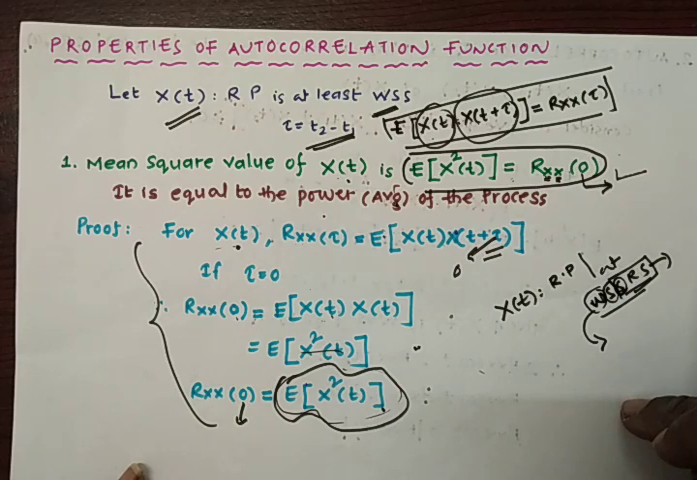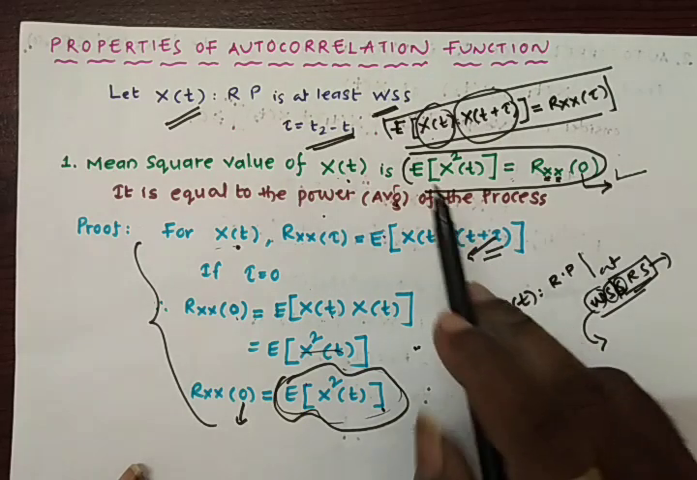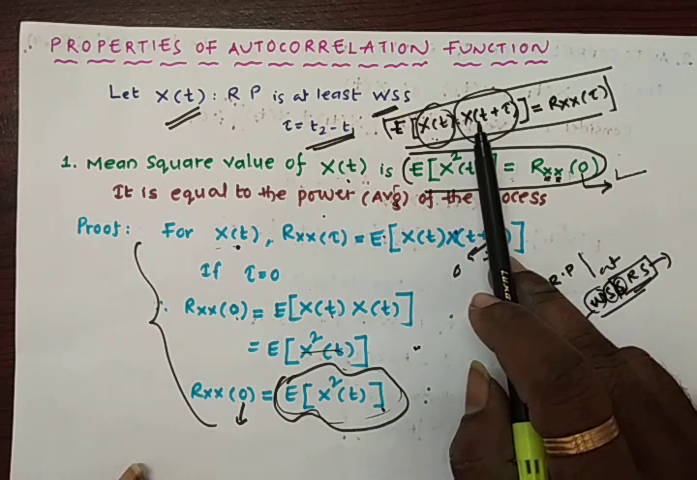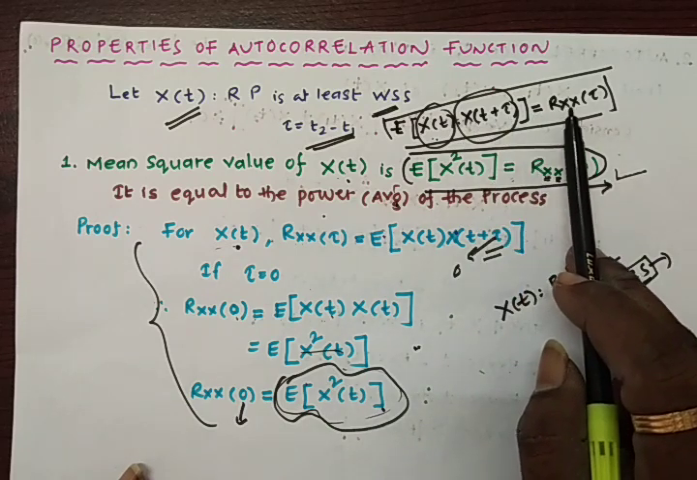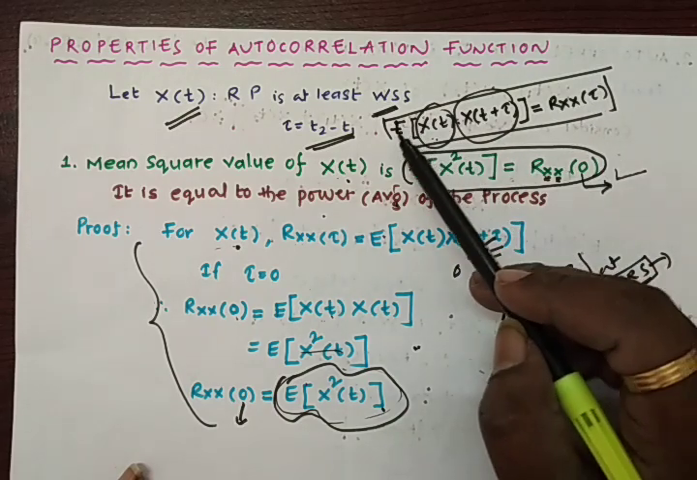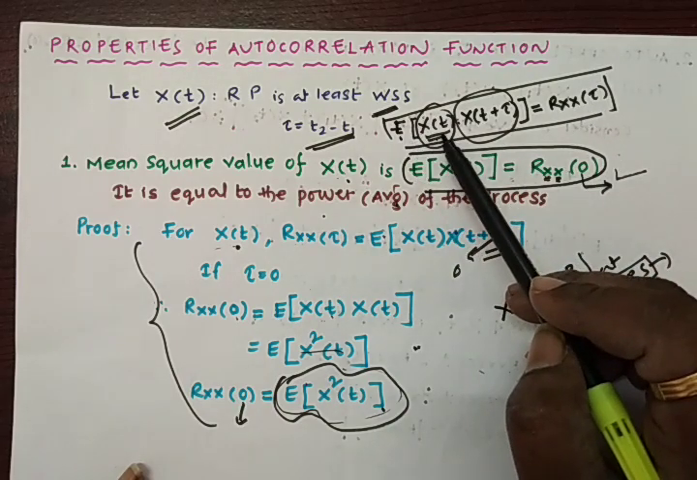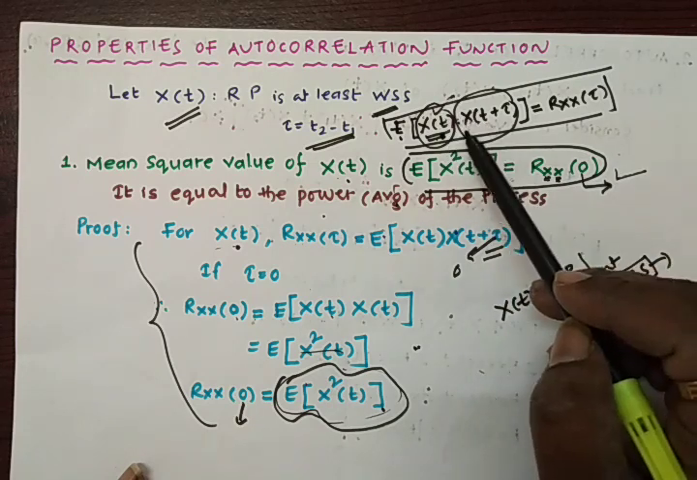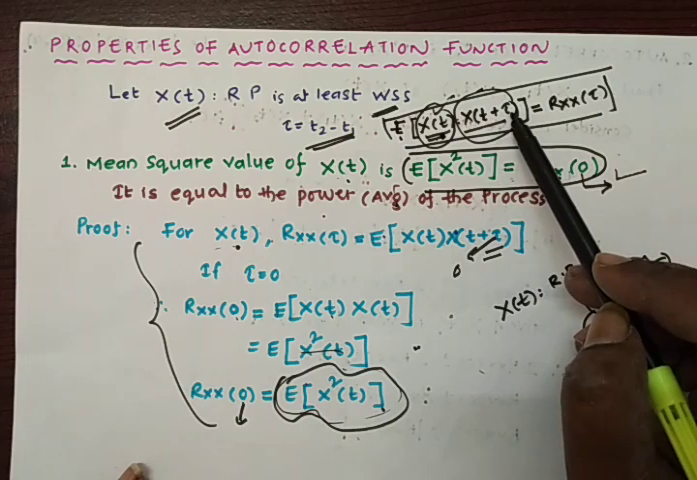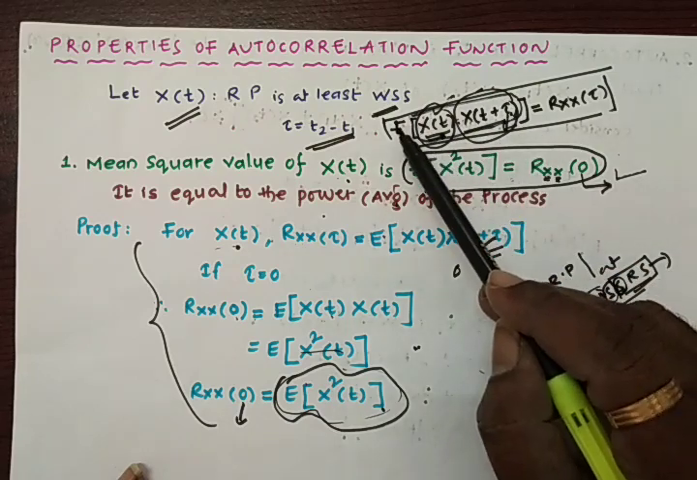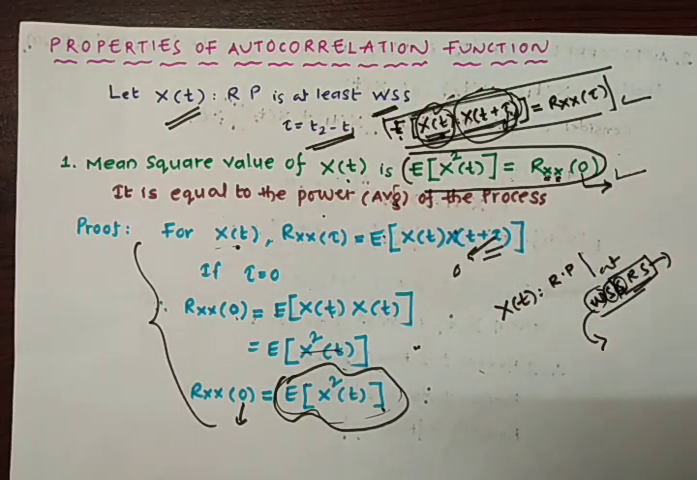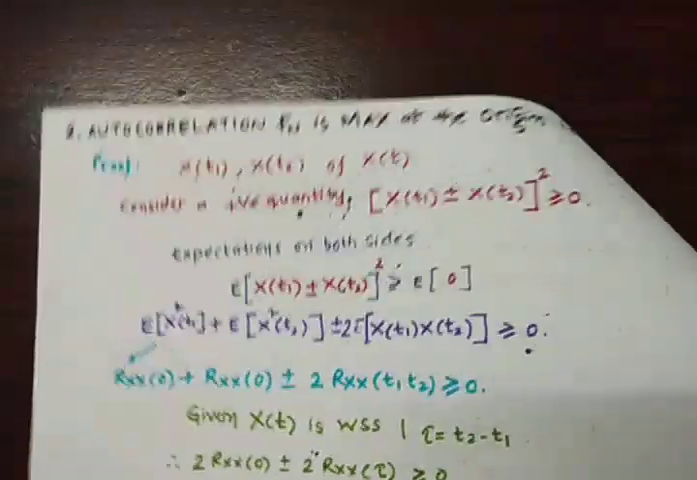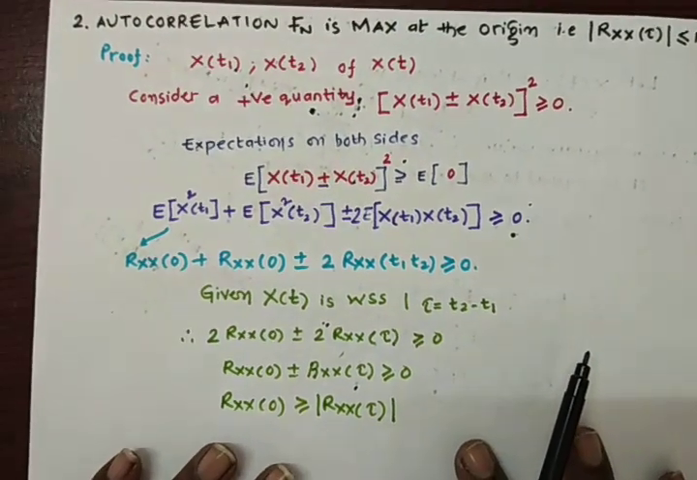We know that if a random process x of t is a second order stationary process, then it is called a wide sense stationary process or weak sense stationary process. The condition is E of x of t into x of t plus tau equals Rxx of tau. Here x of t is a random variable chosen at t, and x of t plus tau is another random variable chosen at t plus tau. Considering tau is 0, the expectation of the product of these two signals will be equal to the autocorrelation at tau equals 0. This is one of the important properties of the autocorrelation.